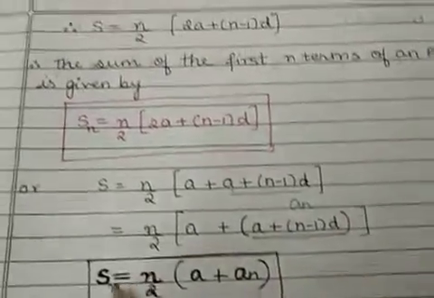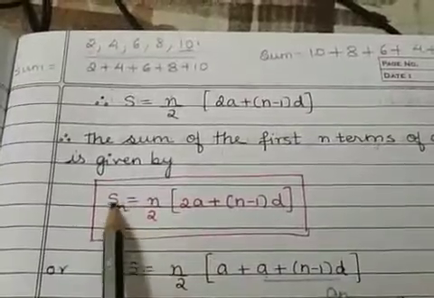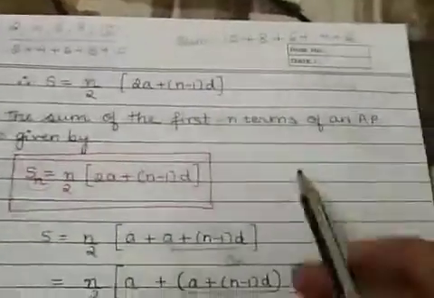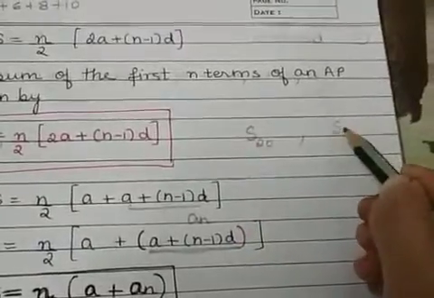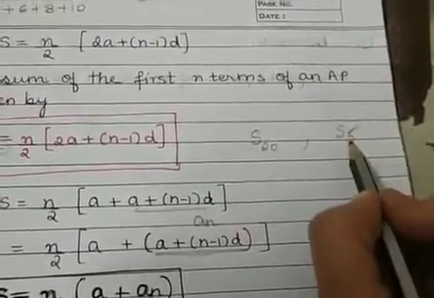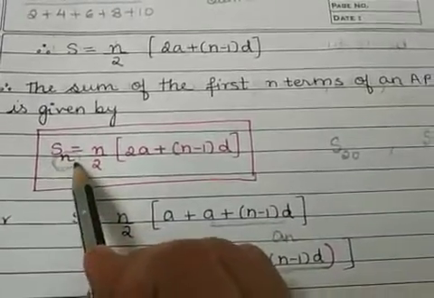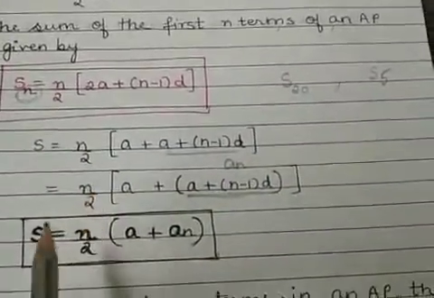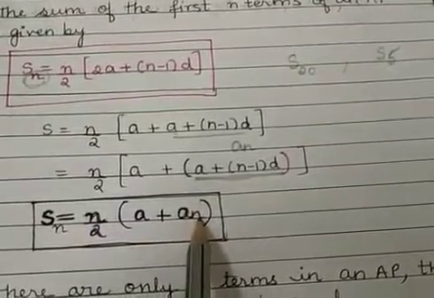So I can write, and another thing, sum of the n terms is denoted by Sn. So if you have 20 terms, then it will be S20. If you have 5 terms, then sum of first 5 terms, then S5. So this tells you how many terms are added. Okay, so here Sn will be equal to n upon 2 a plus an.